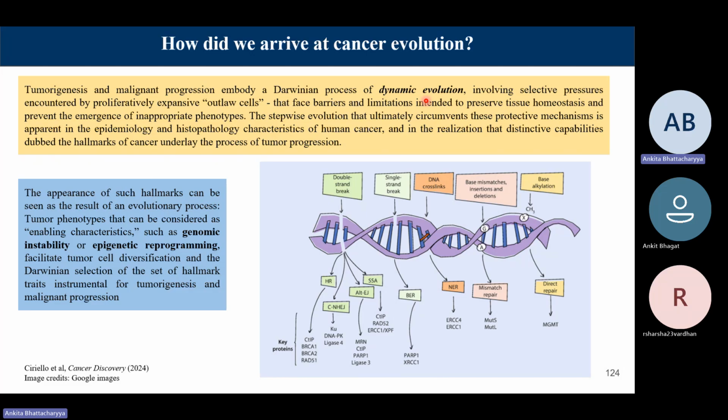So this stepwise evolution that ultimately circumvents these protective mechanisms is apparent in the epidemiology and histopathology characteristics of human cancers, which means how it progresses, how it eventually is able to bypass and circumvent these protective mechanisms, these checkpoints that are placed within a cell, has been studied extensively, not just by histopathology. Like again, if you remember, maybe I'll just take a quick tour back.